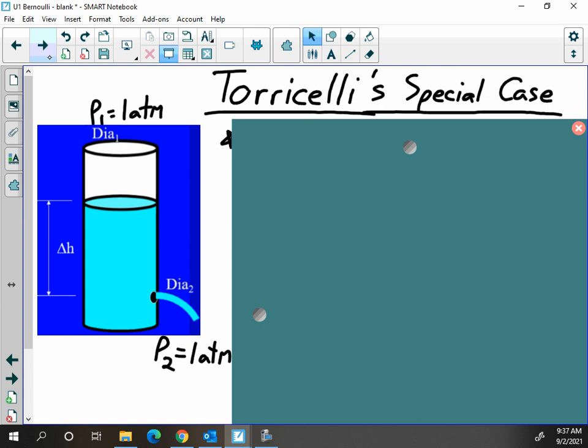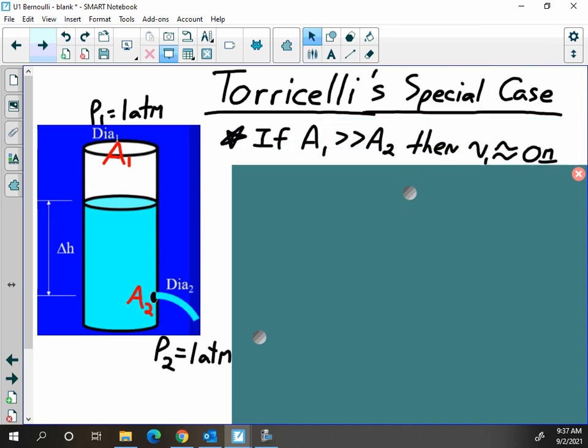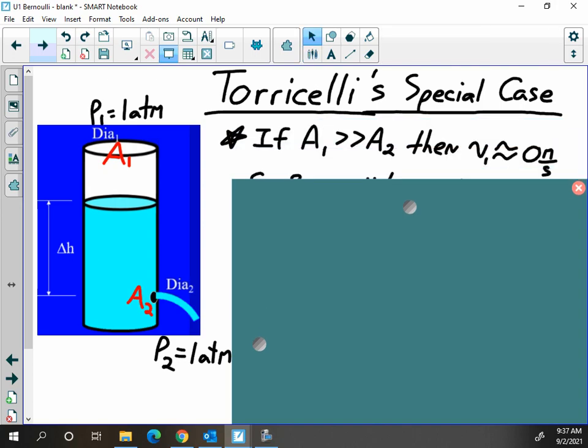So Torricelli's really boils down to one scenario: when you have something draining where the area of the top opening is drastically bigger than the area of the bottom. So that's the condition that has to be met. That this A1 up top has to be much bigger than A2. And there's not like a cutoff. It's just the bigger the difference, the more accurate this becomes. The smaller the difference between those, the less accurate it becomes.